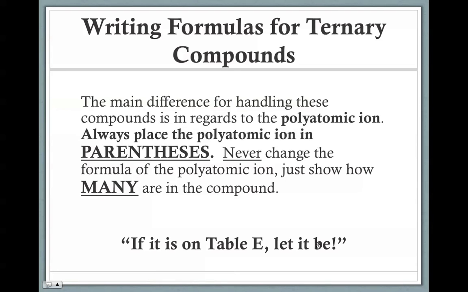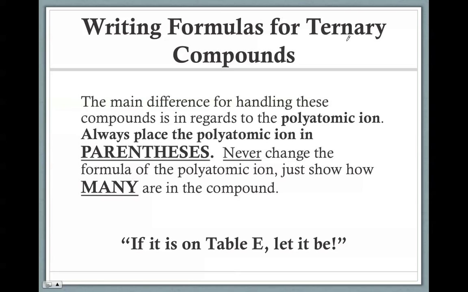The main difference for handling ternary compounds, which have 3 different types of elements, is that we always want to place the polyatomic ion in parentheses. So when you see 3 or more different types of elements, look for that polyatomic ion using Table E, and then place it in parentheses. Never change the formula of the polyatomic ion as it's shown on Table E. You're just going to show how many are in a compound.